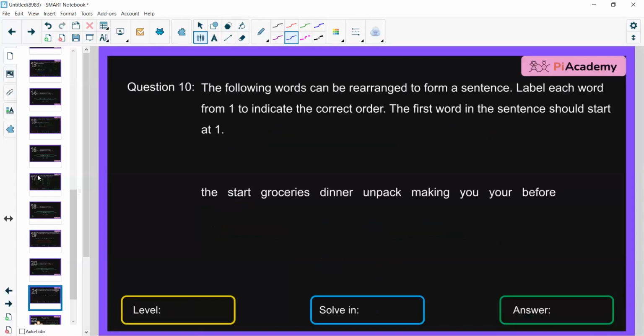Okay. All right. So the following words can be rearranged to form a sentence. Label each one from 1 to indicate the correct order. The first one in the sentence will start at 1. So what we have: the, groceries, dinner, unpack, making, you, your, before. Okay. Now this can be a little tough one. Okay, guys, let me tell you, this is not an easy level problem. The words are toughly chosen over here.